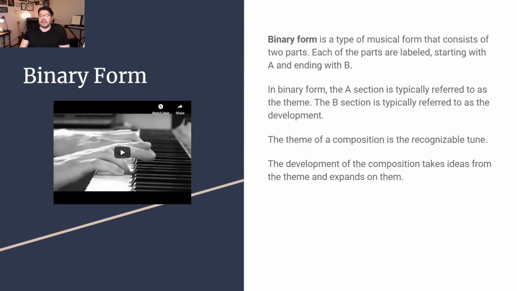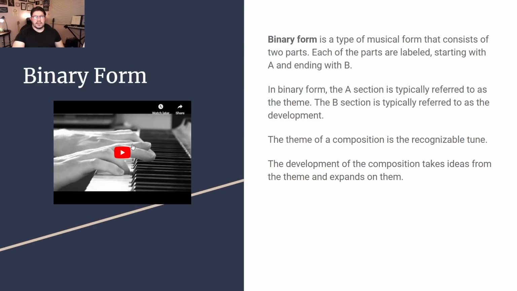Now, in binary form, the A section is typically referred to as the theme, and the B section is referred to as development. Theme, of course, in a composition is a recognizable tune. It's the melody that you hear. Most of the time, it's at the introduction level, at the beginning, and oftentimes you can hum the tune and get what the theme is going to be. The development of a composition is going to take some ideas of the theme and expand on them. They don't have to be directly related to one another; they can change. They are going to have some elements in common most of the time, but you're going to hear that it is a different sort of thing that you're listening for.